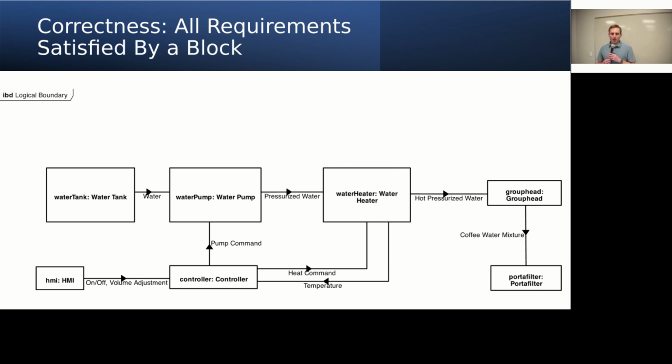Something else we can automate is the correctness check of that same system. This is like a structural view of an espresso machine, and you could check that all requirements are satisfied by a block. What that means is we said there needs to be a requirement that the HMI receives a button press. Well, we could say that that HMI block is what is satisfying that requirement. And so you're putting a relationship between the requirement and the structure of the system.